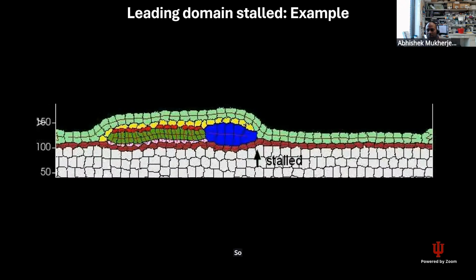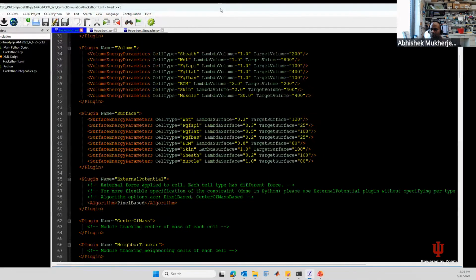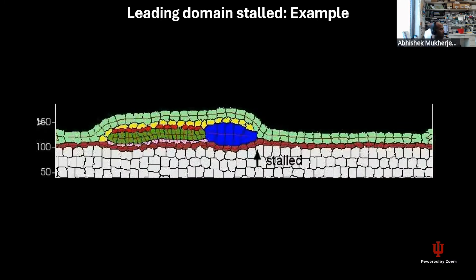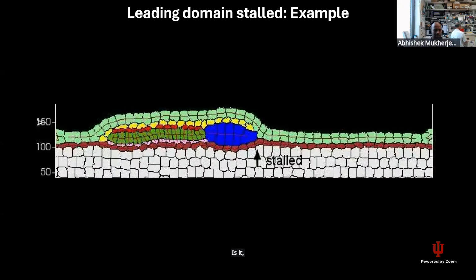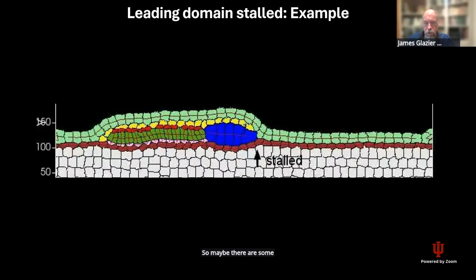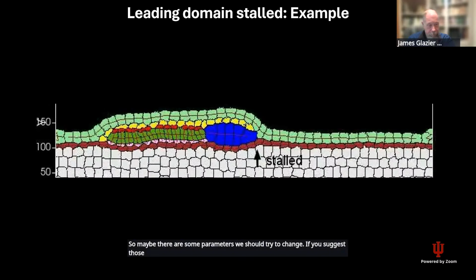So Aritra is saying there is no movement of the cell layers. So, did anyone else try the model out? When I run it as you've given it to us, it looks like you're in the stalled configuration. Is it? Let me see. So maybe there are some parameters we should try to change. If you suggest those, we can do that.